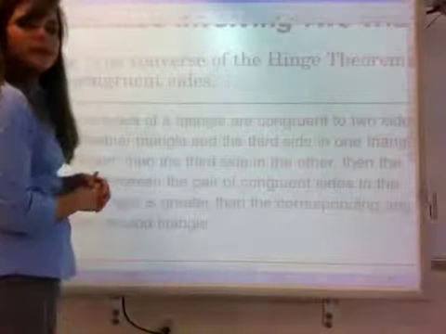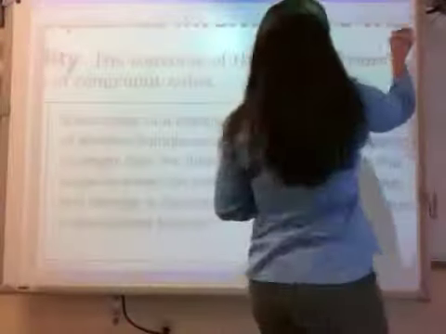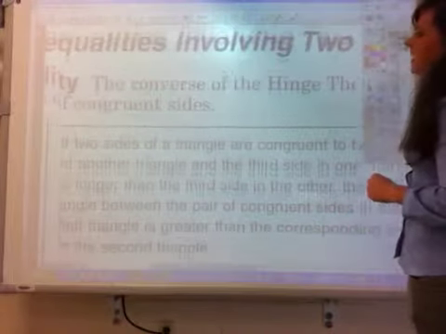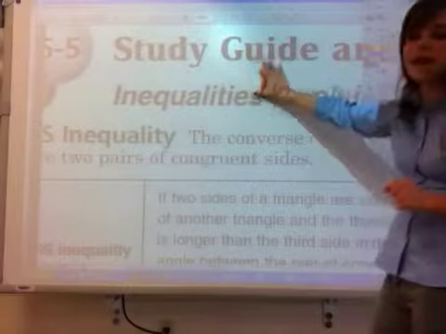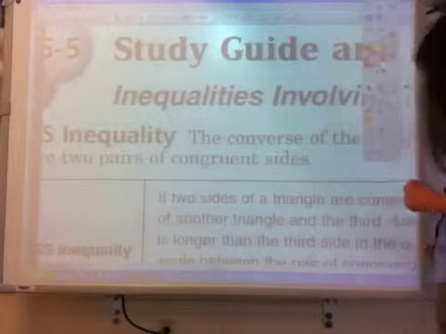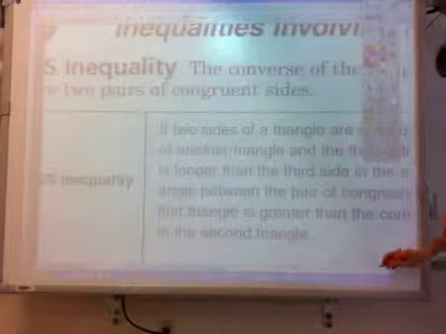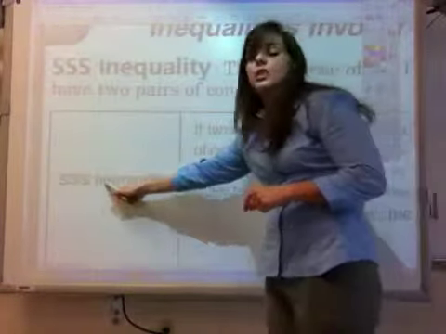Of the lesson, we are on section 5.5. We are on the back side of SGI 5.5. Okay, so we're still in your study guide workbook. Go to the back side and you should see another theorem here. It's called the SSS inequality theorem.